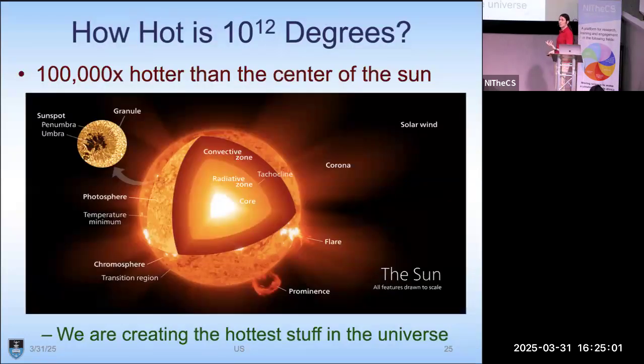How hot is this? What is 1,000,000,000,000 degrees? I don't have a good feel for that. Well, it's 100,000 times hotter than the center of the sun. So it's incredible. You know, one could talk about nuclear physics and low energy nuclear physics, and this is very fundamental, very high energy nuclear physics.